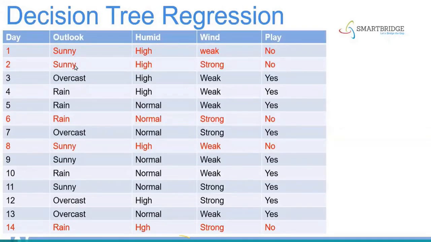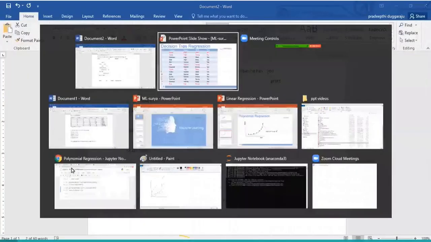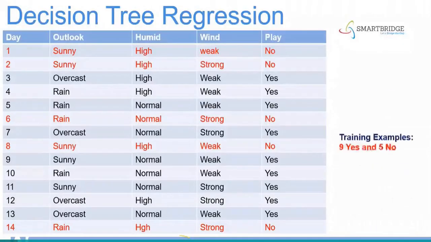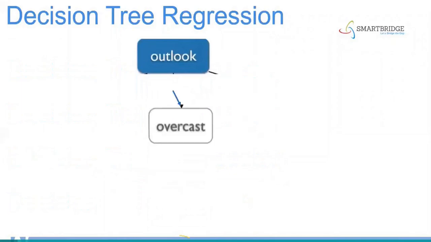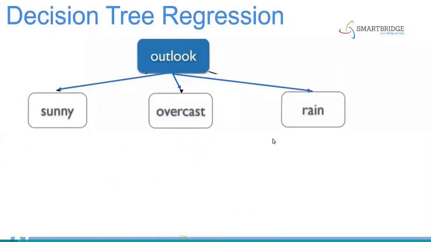What are they? Sunny, overcast, and rainy. Yes. So now what I am doing is, I am splitting the data into simpler sets. The first one is outlook. Here it is overcast, sunny, and rain.